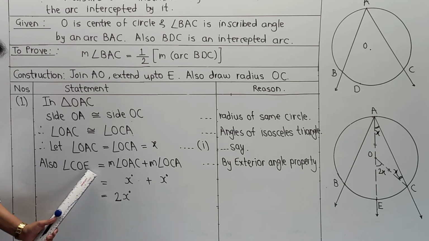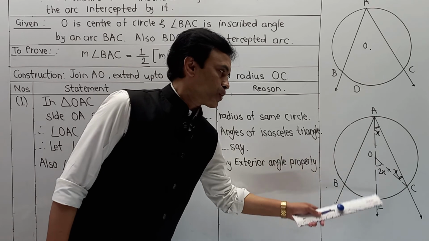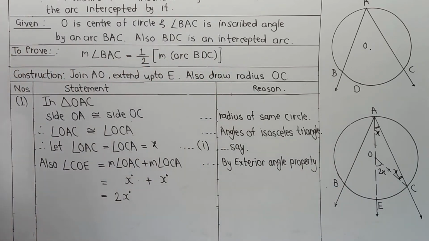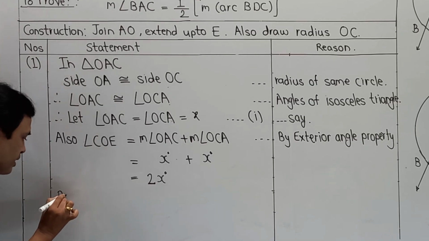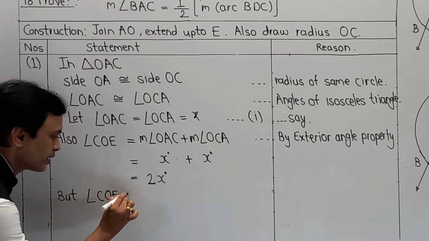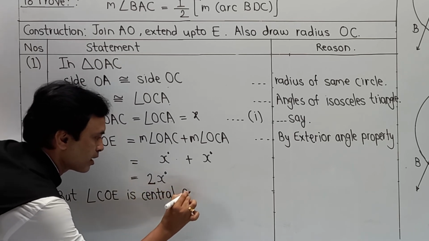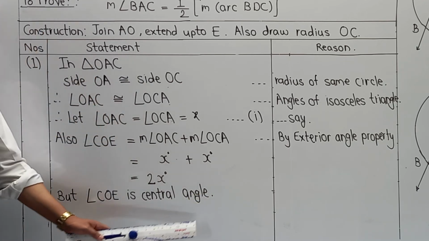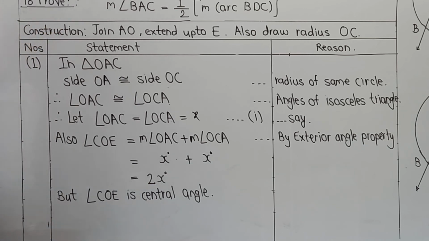Therefore, angle COE is equal to 2x degrees. But as per the diagram, COE is nothing but the central angle. So indicating that part over here. Angle COE is the central angle, and we know the value of the central angle is nothing but the value of the arc.